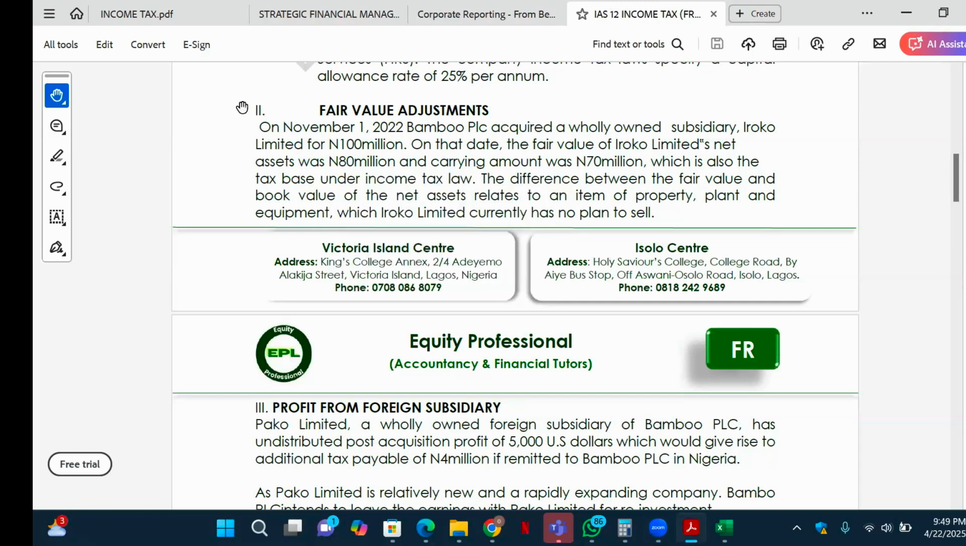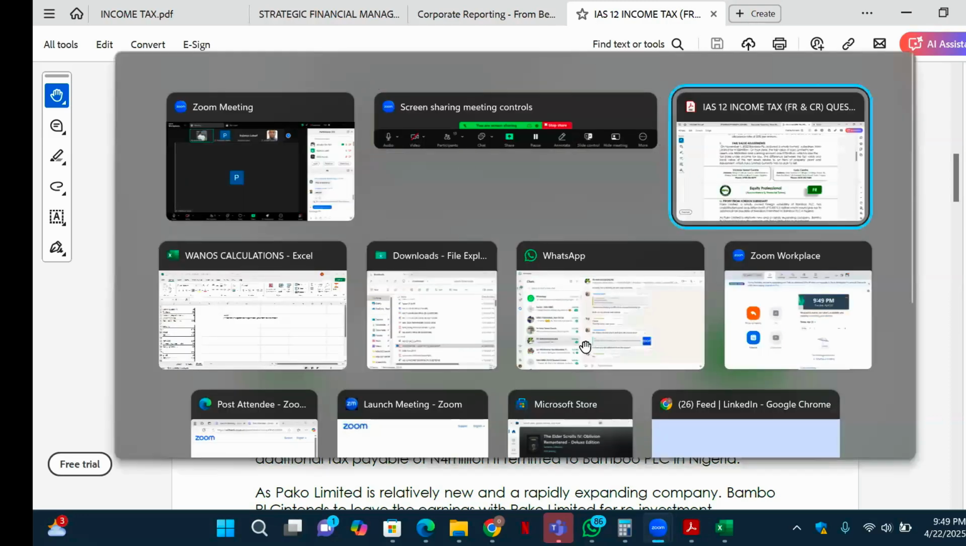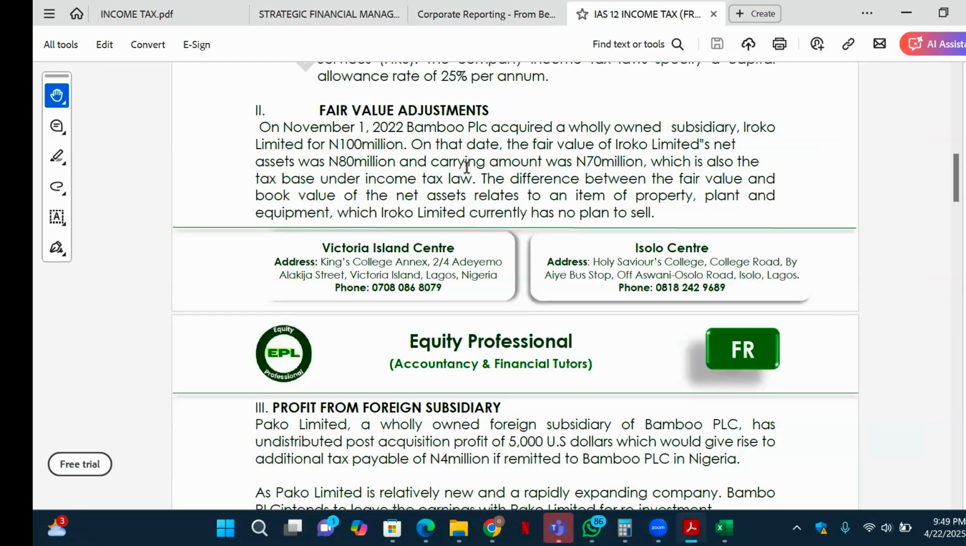All right. Fair value. Let's look at the next one. We're told that we have fair value adjustment. I would like someone to help with this one. It's quite straightforward. Let's pay attention to it.